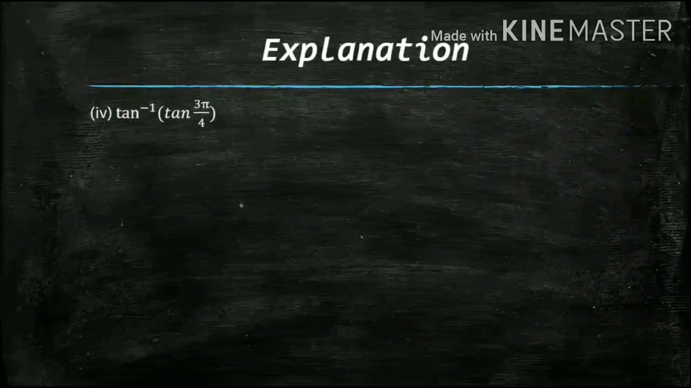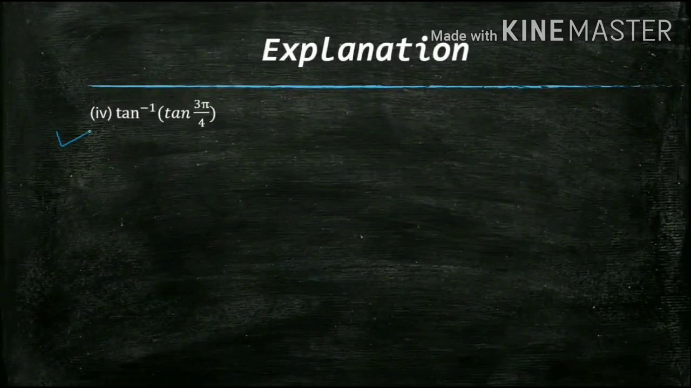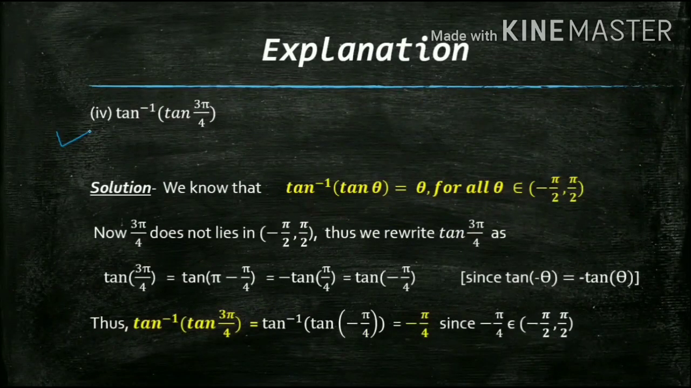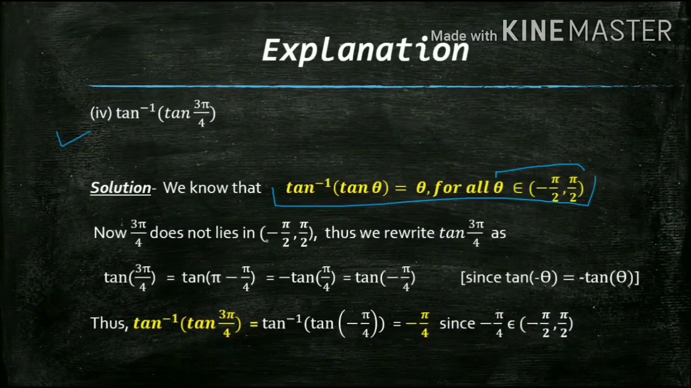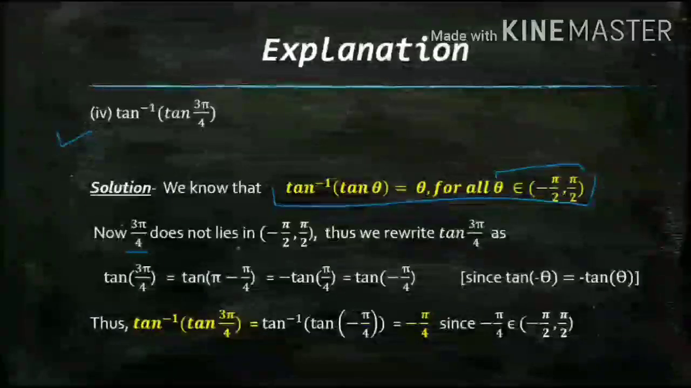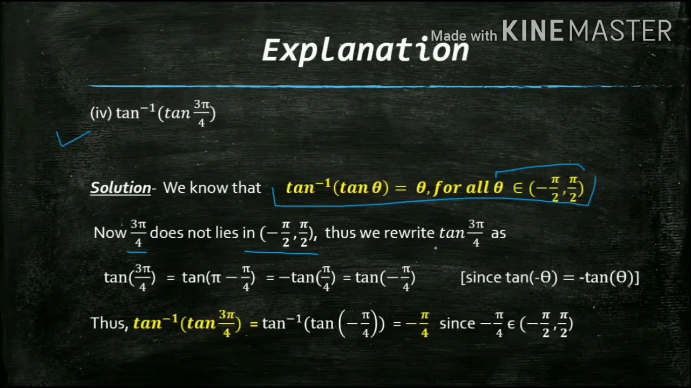Now, the fourth one. So you need to find the value of tan inverse of tan 3 pi by 4. How to do this? You know that tan inverse of tan theta is theta whenever theta lies in this open interval minus pi by 2 comma pi by 2. Right? But 3 pi by 4 does not lie in this.